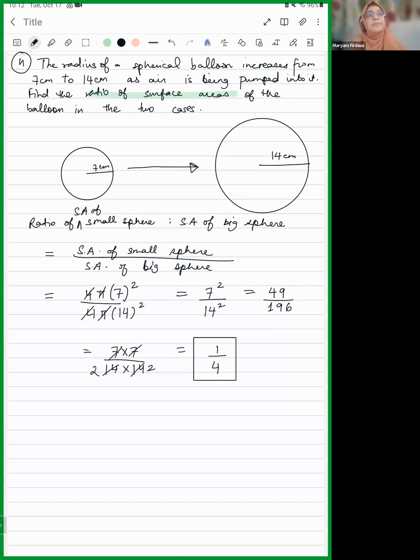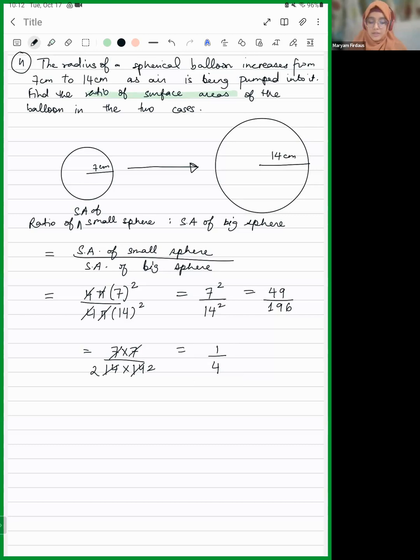Acha, tell me one thing. What unit should we write here? Centimeter square. No. Ratio, remember this always. Ratio never has any unit.